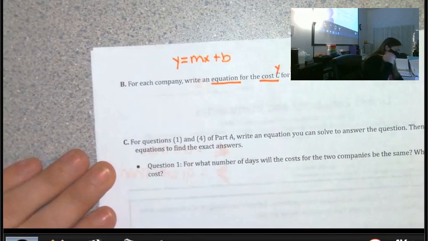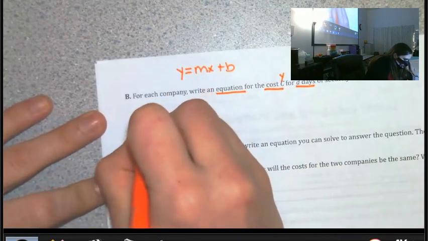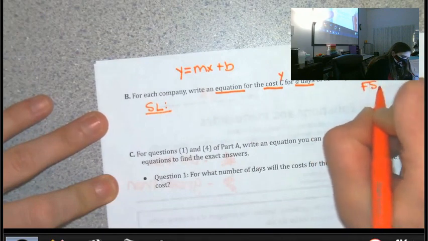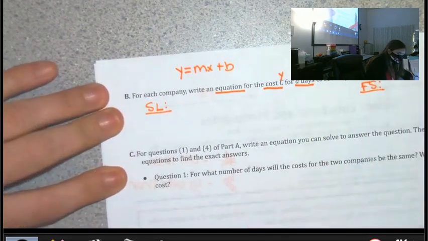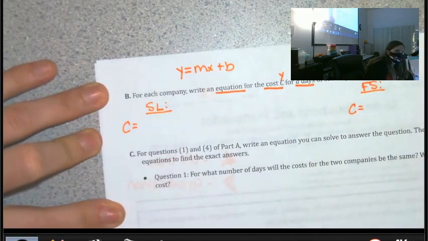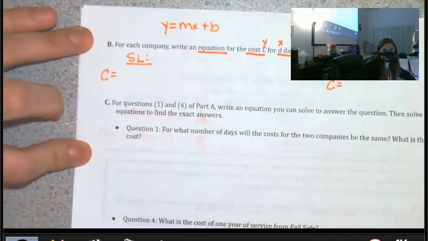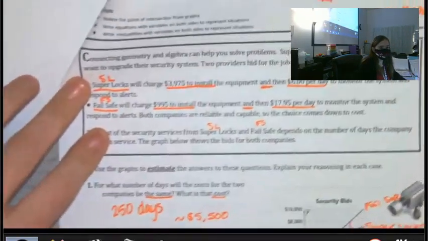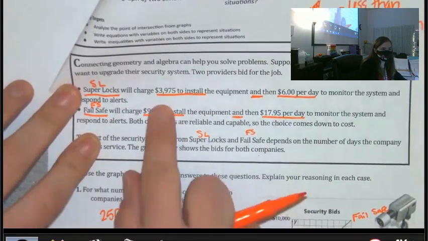So I'm going to say SL, and we know that that's Superlocks, and FS, and that's going to be for fail-safe. We're going to write an equation for both of them that's going to equal C amount of dollars. All right. So I'm going to flip this back over. You guys don't have to, so you can pay attention and watch.